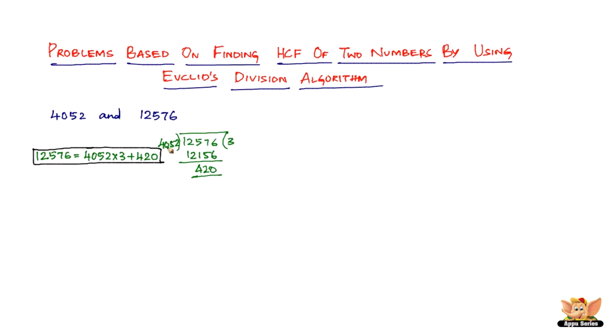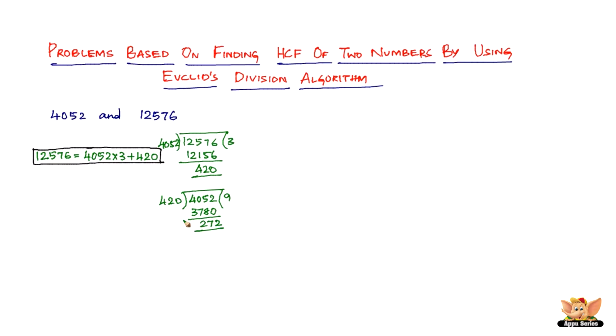So now you know what? Make the divisor the dividend. So that makes 4052 the dividend, and the remainder the divisor. So 420 is the divisor. So how many times does 420 go? It can't go 10 times, because if it goes 10 times, it'll be 4,200, which is greater than the dividend. So it should be 9 times. So 420 times 9 is 3780. Now the remainder that we're getting is 272.